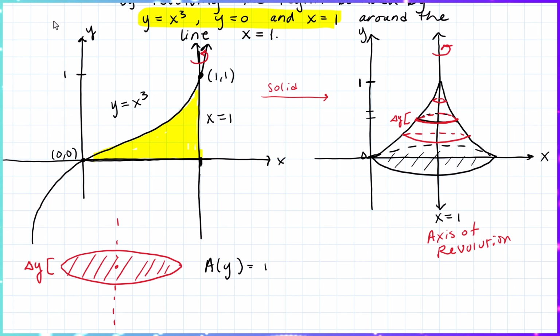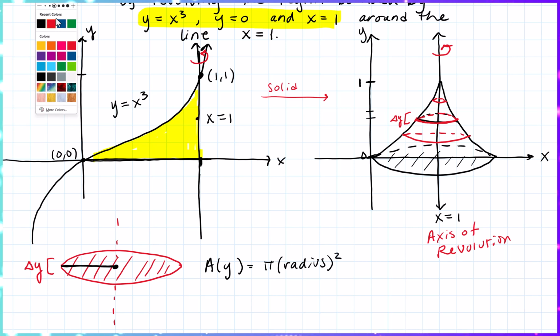So the area is going to be pi times the radius of these disks squared. So how do we calculate the radius of these disks? You can actually calculate the radius from the left or the right of the center, but if we think about taking a disk, let's do it in red on here, a disk slice right there, remember where the original region was? It was over here to the left of that axis of revolution.